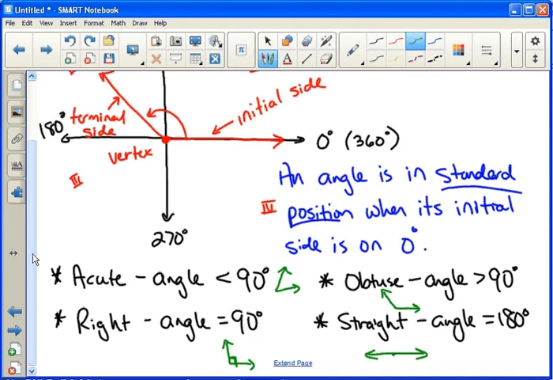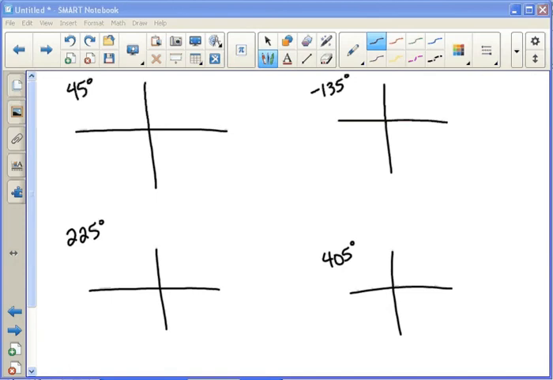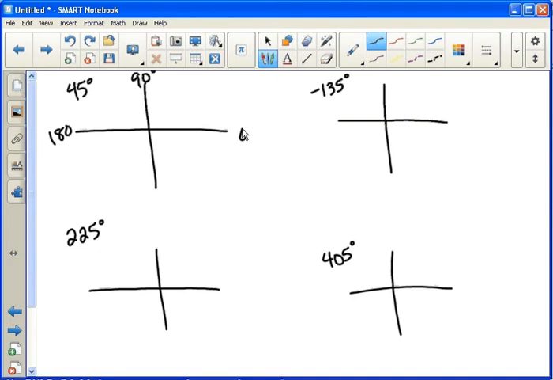Alright, now we're going to talk about how to graph or draw these angles in standard position. Just make sure you're comfortable with it. Okay, so the key is to remember what the four corners are: 0, 90, 180, 270, and then back around to 360. That's the key. So one thing you need to know how to do is know which quadrant it's in. I won't be terribly picky on you getting the angles exact as long as you're in the correct quadrant.